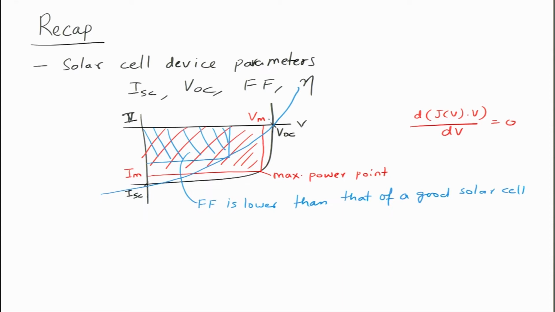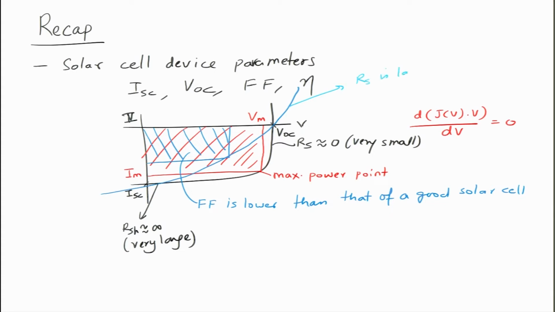You can see that for the black curve, the series resistance is nearly equal to 0, whereas the shunt resistance is nearly equal to infinity, so basically very large. For the blue one, the series resistance RS is large, and the shunt resistance RSH is smaller, and this is what results in the lower fill factor.